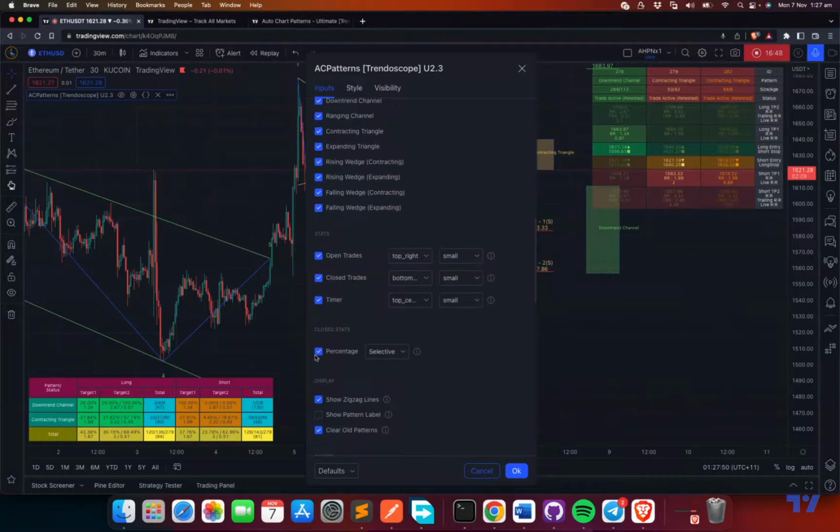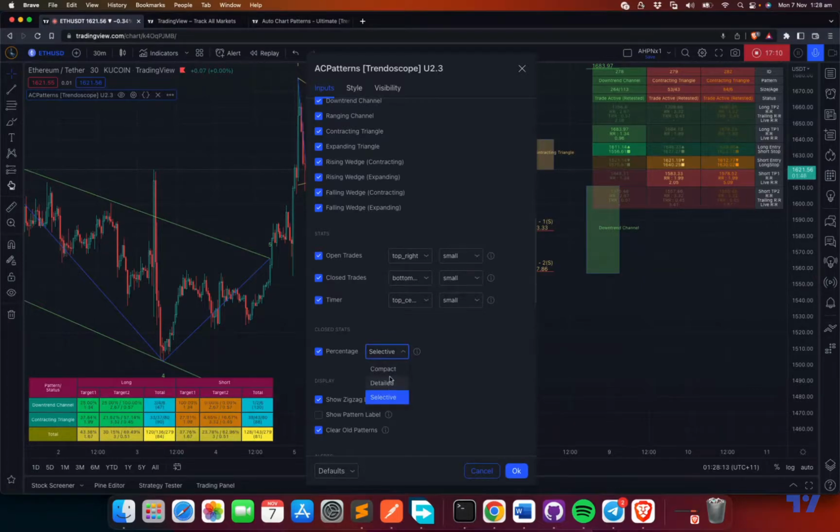The closed stats are right now in percentage mode by default. You can also go for number mode. It means that it shows how many patterns successfully reached these stages, rather than the particular percentage.